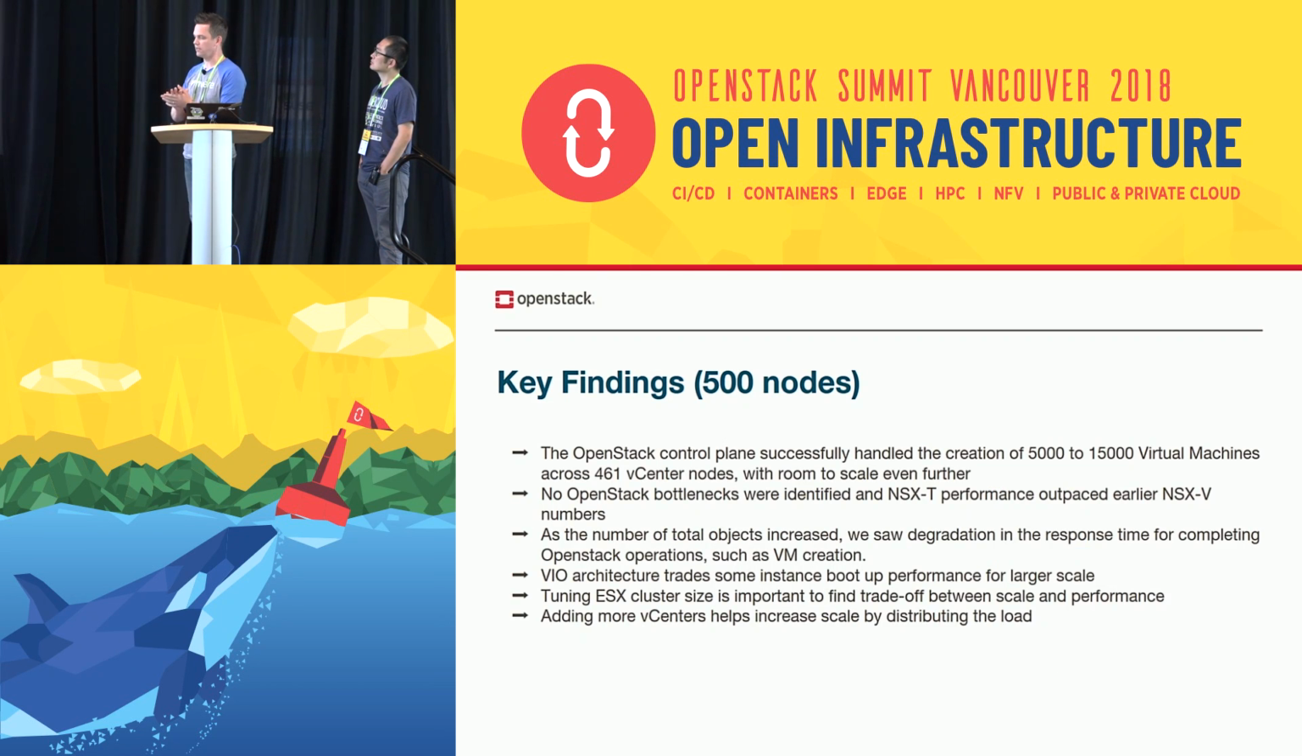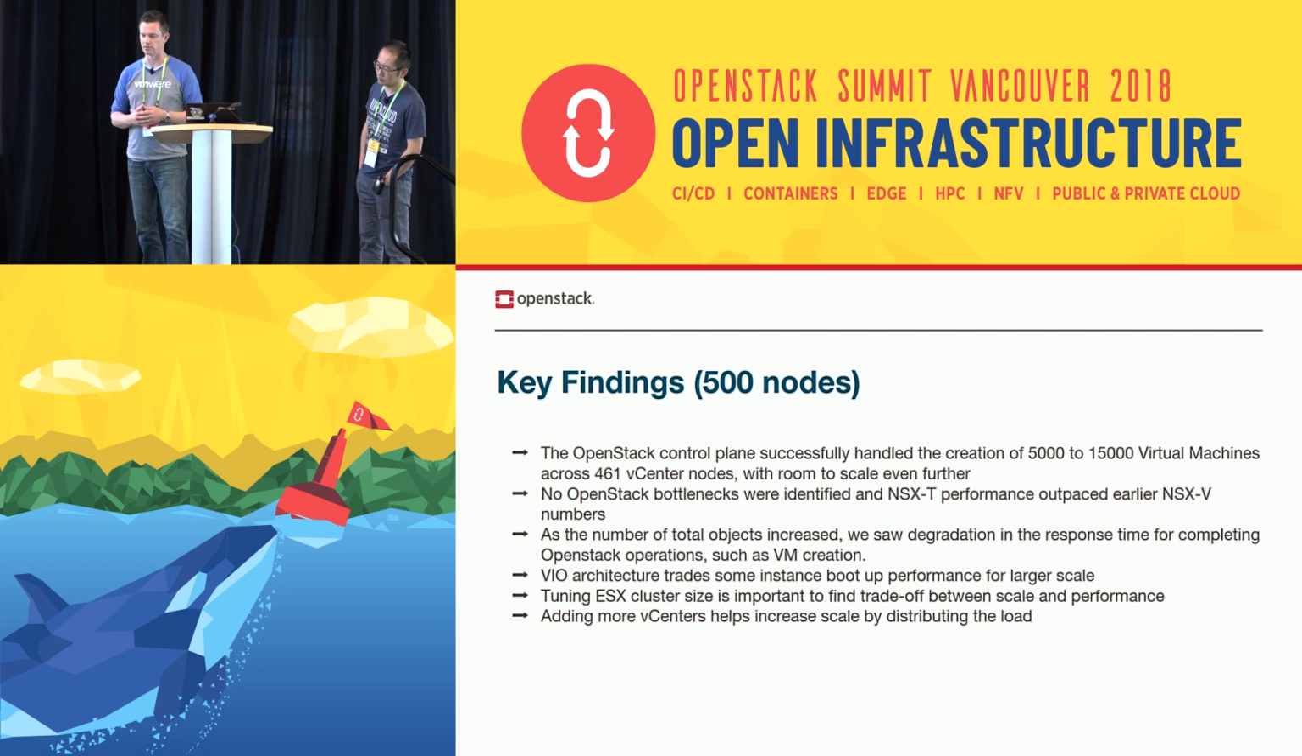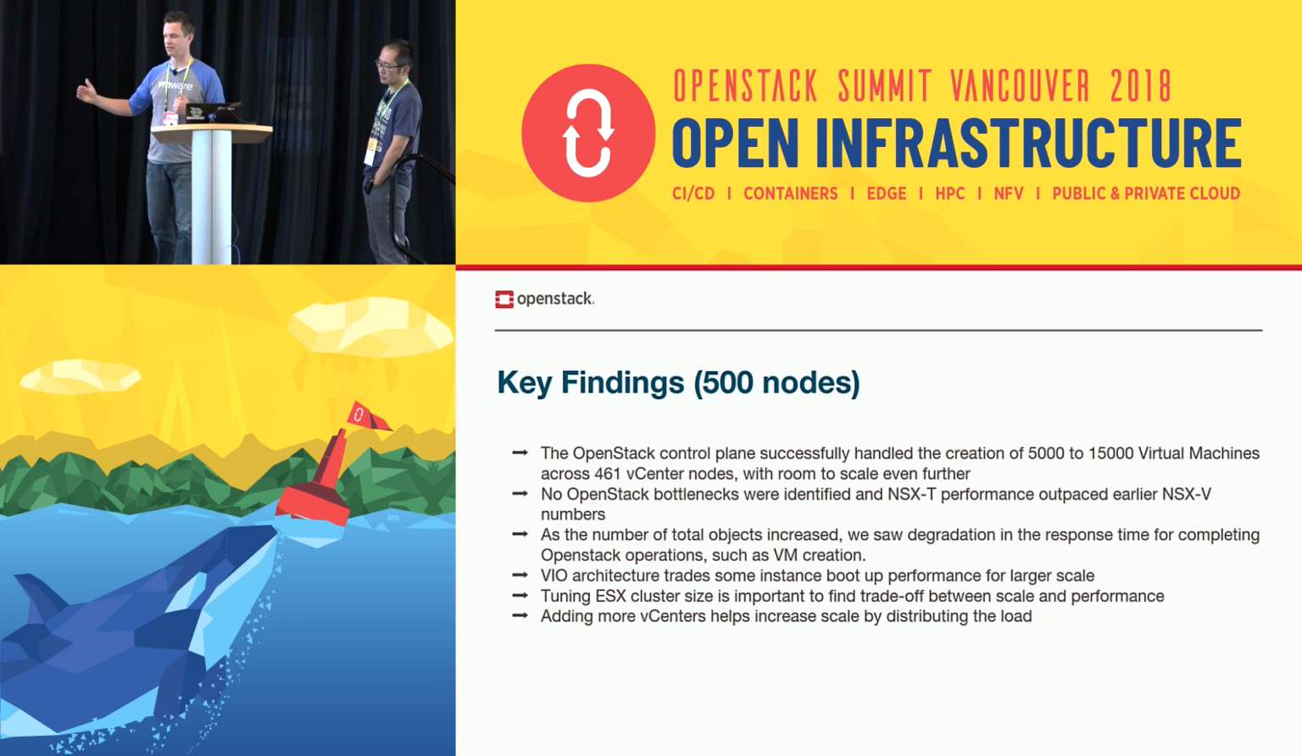So the key findings, in these last few minutes: basically, we ran this on the 500 node cluster. We didn't really see any bottlenecks on the OpenStack side, and we handled up to 15,000 VMs just fine, on the 500 nodes. We didn't hit any bottlenecks on the VMware side either. So we know that we can scale to at least 500 nodes and 15,000 VMs, but we don't know how much further. We just know that we can definitely go further than that.